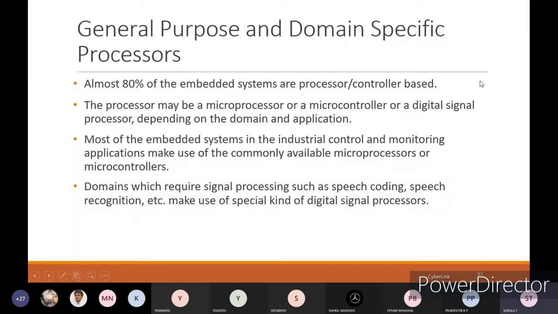And domains which require signal processing, such as speech coding and speech recognition, make use of a special kind of digital signal processor. For example, if I am taking speech coding and speech recognition, at that time you need a digital signal processor which will process the data given as speech input for this embedded system. For example, we have seen the hearing aid: whatever data you are getting as input will be amplified and given to the user. That's why you will be using a digital signal processor as a core for those types of embedded systems.